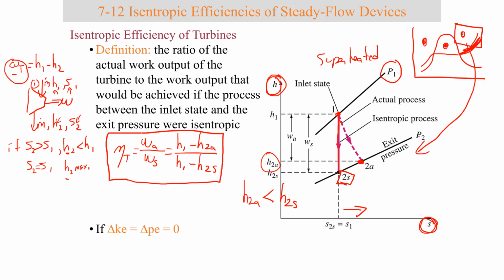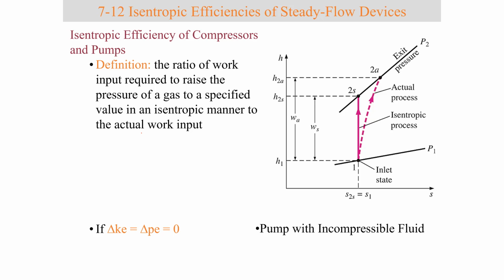Now let's skip ahead to the efficiency of a pump, or a compressor. The efficiency of a compressor is just the opposite, right? If you think about it, a pump is a work-consuming device. So you're actually consuming work, right? You're putting work in to increase the pressure of a liquid flowing through it.